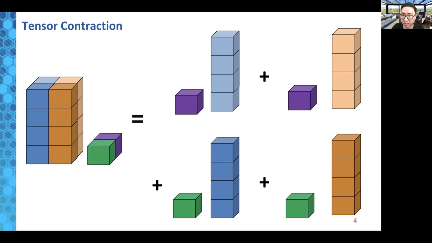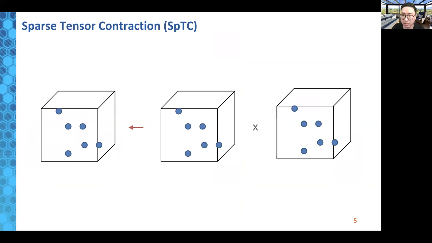Here is an example of a tensor contraction. We have a three-order tensor and a vector performing the K-mode product. The idea is exactly the same as the previous matrix product, and it's straightforward. Here is an example of sparse tensor contraction. There are non-zero elements in sparse tensor contraction, and the elements are stored in a sparse tensor format.